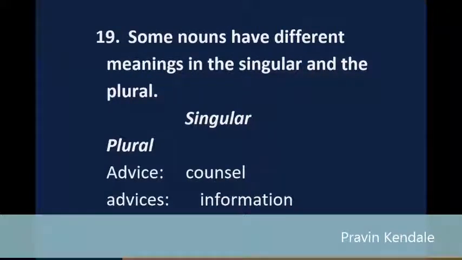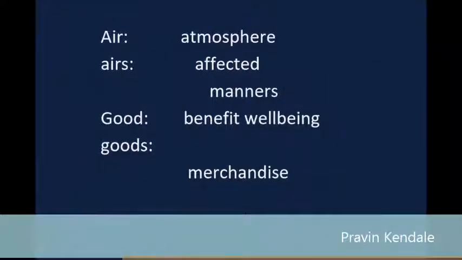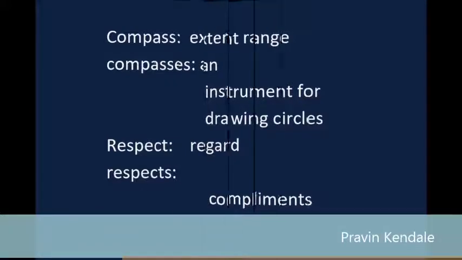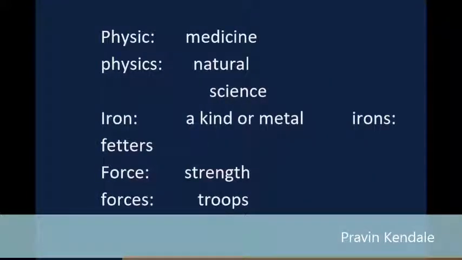19. Some nouns have different meanings in the singular and the plural. Singular, plural. Advice, counsel; advices, information. Air, atmosphere; airs, affected manners. Good, benefit, well-being; goods, merchandise. Compass, extent, range; compasses, an instrument for drawing circles. Respect, regard; respects, compliments. Physic, medicine; physics, natural science. Iron, a kind of metal; irons, fetters. Force, strength; forces, troops.